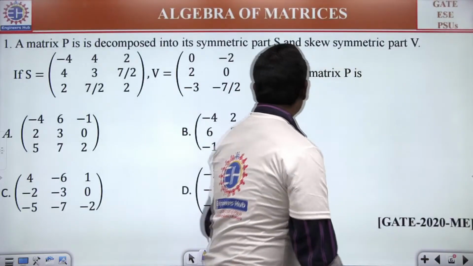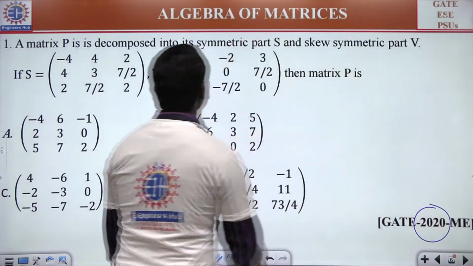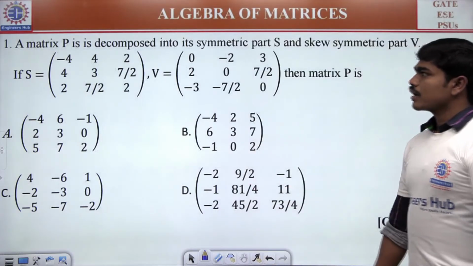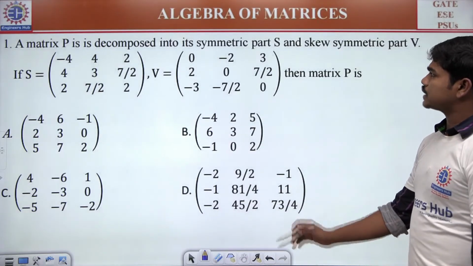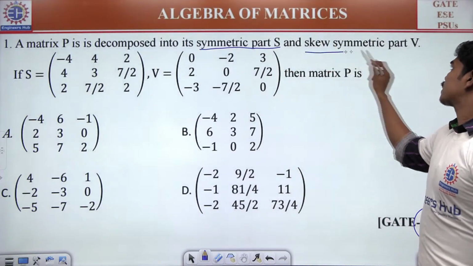Okay. So now this is the first problem straight away I am giving you. It's a question from 2020 mechanical engineering. So please try to solve this. I will be moving aside. So please try to solve this question. A matrix P is decomposed into its symmetric part S and skew symmetric part V.